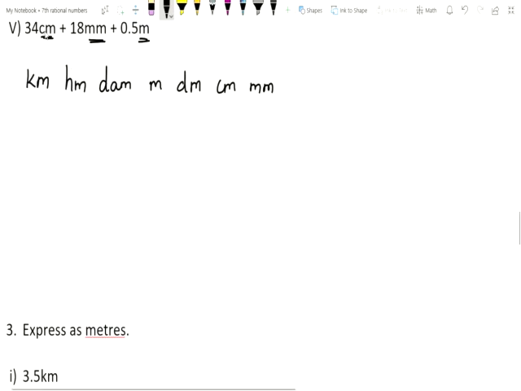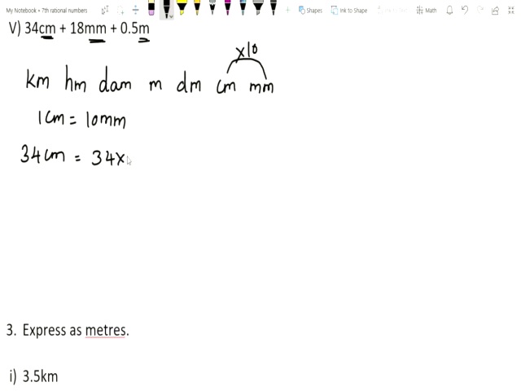Okay. First, you write the relation between centimeter and millimeter. Centimeter is the larger unit. Millimeter is the smaller unit. So we are moving this way, so you want to multiply by 10. So 1 centimeter equal to 10 millimeter. First you convert 34 centimeter equal to 34 into 10 equal to 340 millimeter.